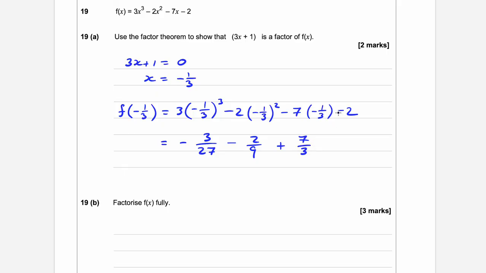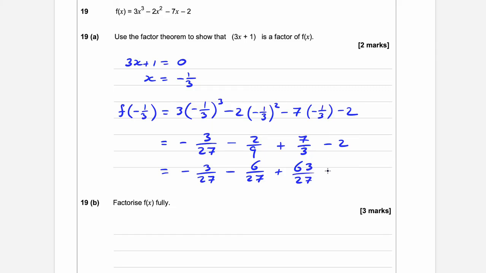And this is going to be minus 2. Let's see, does this all work out? Let's put into 27ths, guys. So minus 3 27ths minus 6 27ths plus 63 27ths. That's the bottom times 9, the top times 9.